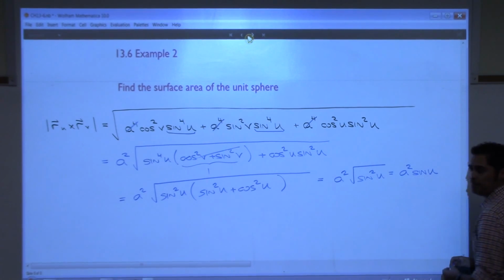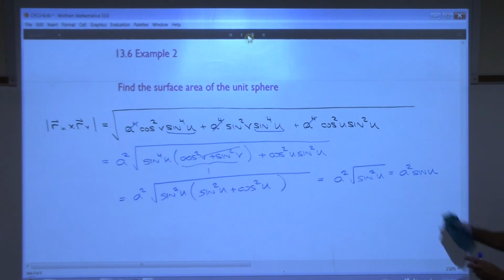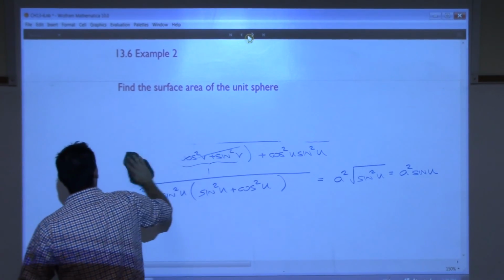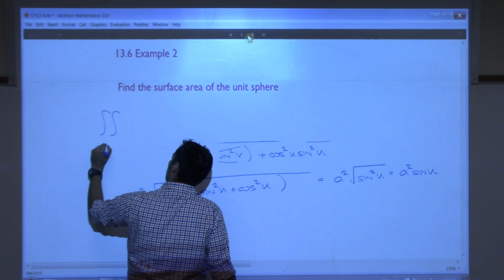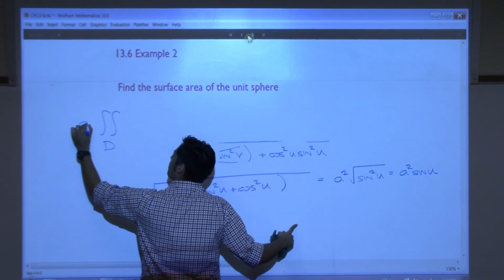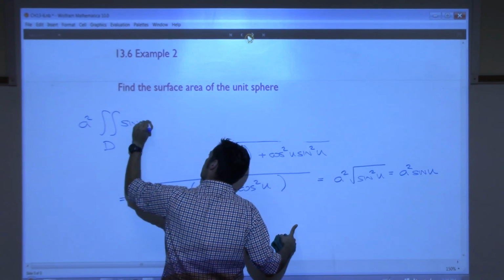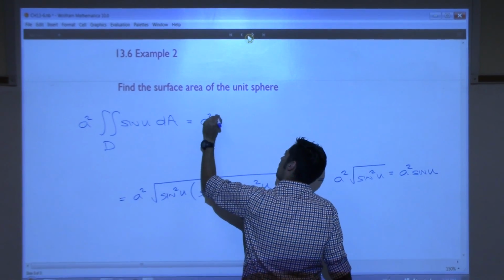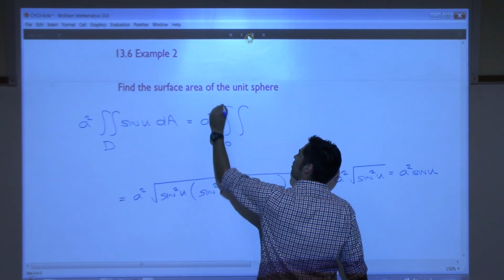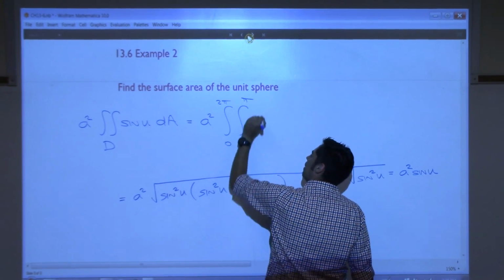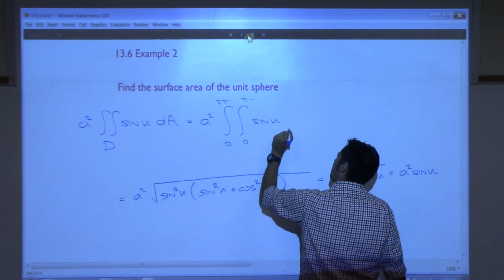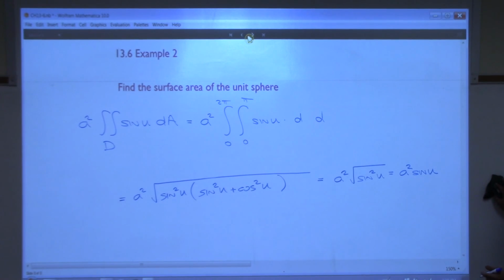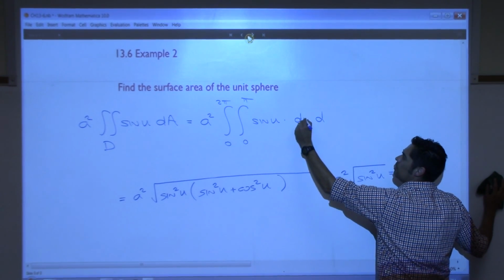Now we just integrate, right? Double integral. So we're going to go double integral over d of a squared. I'm going to pull that out because that's a constant, sine u dA, which in this case I know my restrictions, and they're both constants. So 0 to 2 pi, 0 to pi, sine u, and I have to go d what here? With the order I chose here, du dv.